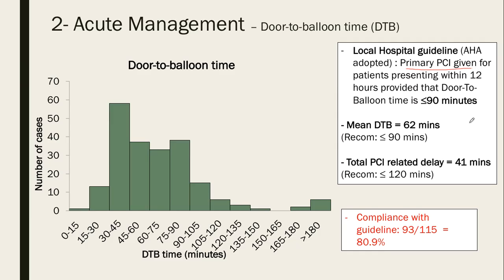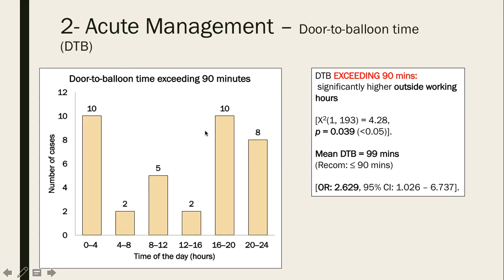Our local hospital guideline says that primary PCI is to be given for patients presenting within 12 hours, provided that door-to-balloon time is less than 90 minutes. In our facility, the mean door-to-balloon time is 62 minutes, which is compliant with this standard or recommendation. And we can see here in this graph the number of cases of ST elevation MI presenting, distributed among the door-to-balloon times. So if you look at the graph here, this is the line of the 90-minute threshold. So all of these cases are compliant, which are a total of 93 cases out of 115, getting us a good percentage of compliance of 80.9%.